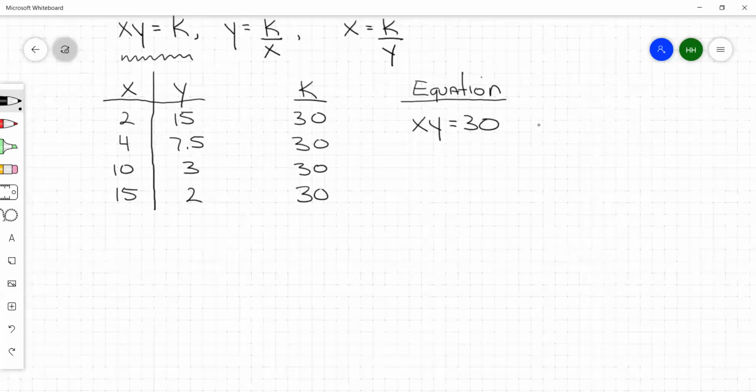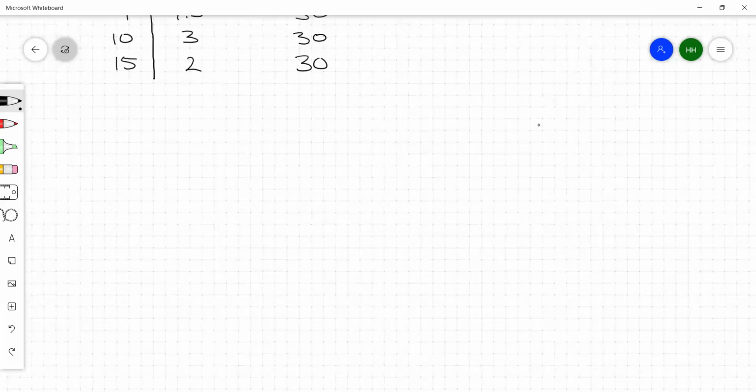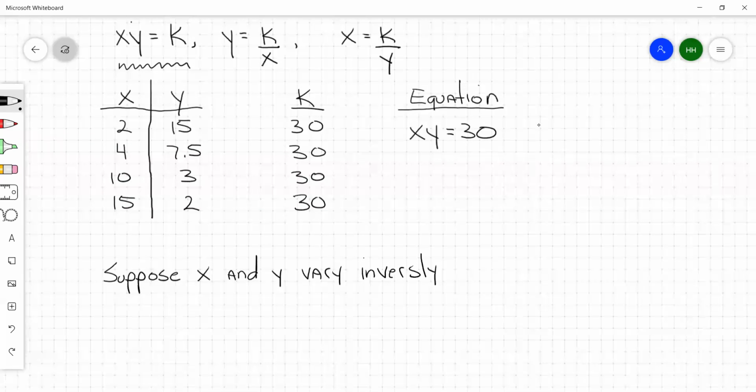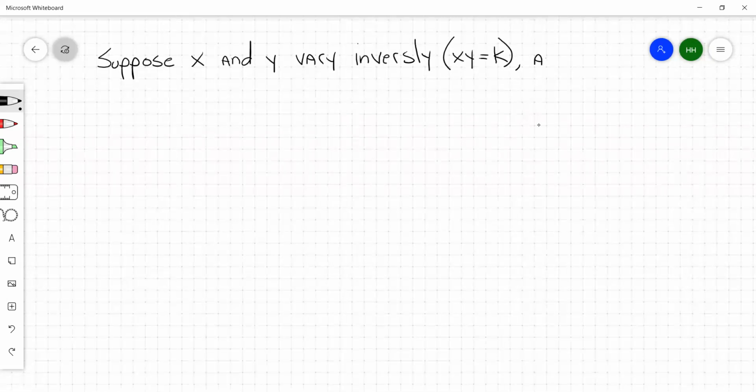In the second part of your assignment, you're going to be told that suppose x and y vary inversely. Right? And inverse variation means x times y equals a constant, right? X times y equals a constant. So x and y vary inversely, and x equals 4 when y equals 12.